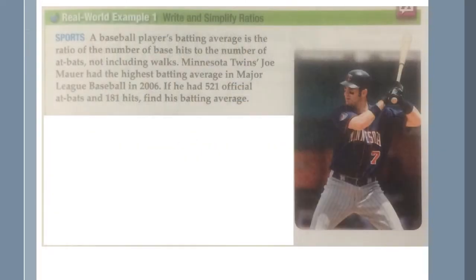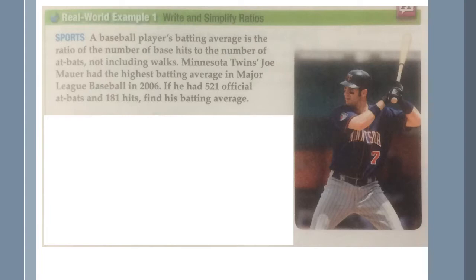So a baseball player's batting average is the ratio of the number of base hits to the number of at-bats, not including walks. Minnesota Twins' Joe Mauer had the highest batting average in Major League Baseball in 2006. Yeah, that's when you guys were like 2. If he had 521 official at-bats and 181 hits, find his batting average.